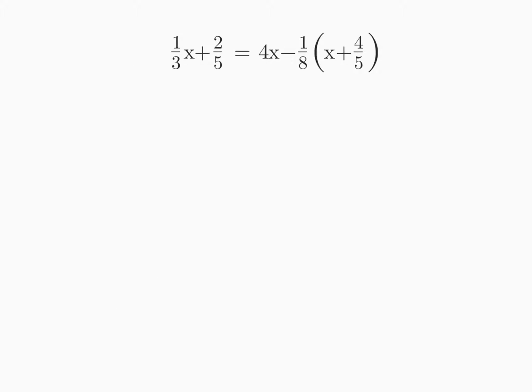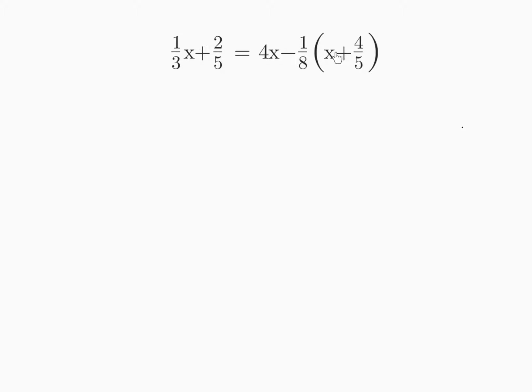Let's go ahead. So, the first problem I have here for you says 1/3 x plus 2/5 equals 4x minus 1/8 times the quantity of x plus 4/5. So, what I have here is my first group. Now, in mathematics, you've been taught a very, very long time that grouping symbols are the things you must look at first. So I'm going to do that here. I'm just going to naturally gravitate towards the group.